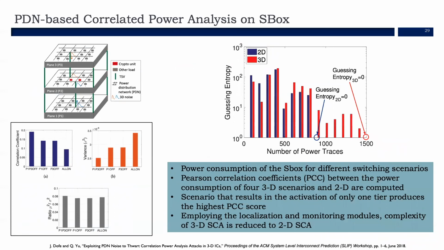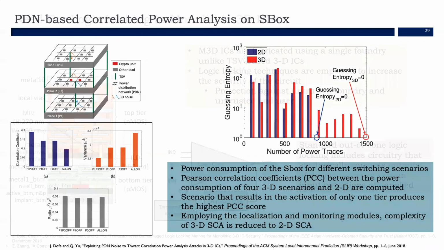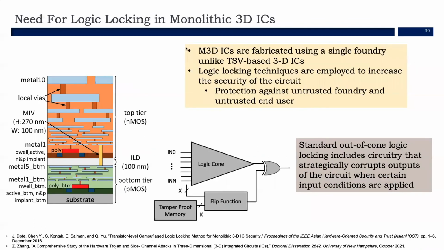So different scenarios of the S box switching have been performed, wherein different planes are switched on and off using the 4 scenarios, and comparing the power of these 4 scenarios with that of a 2D IC, a PCC score is determined. The scenario that results in the activation of only 1 tier produces the highest PCC score. Therefore, now employing the localization and monitoring modules that we discussed previously, the secret key of the 3D IC can be obtained. The final is that on the monolithic 3D IC.